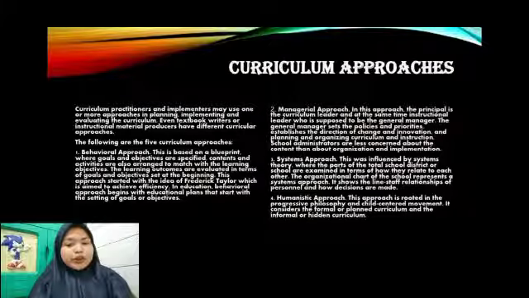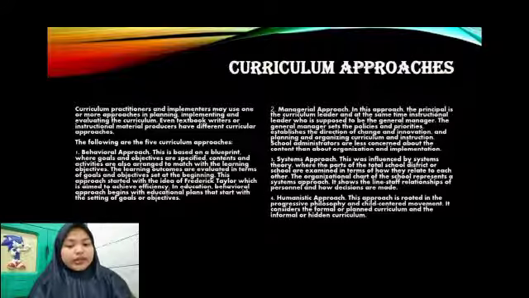Number 2, managerial approach. In this approach, the principal is the curriculum leader, at the same time instructional leader, who is supposed to be the general manager. The general manager sets the policy and priorities, establishes the direction of change and innovation, and plans and organizes curriculum and instruction. School administrators are less concerned about the content than about organization and implementation.